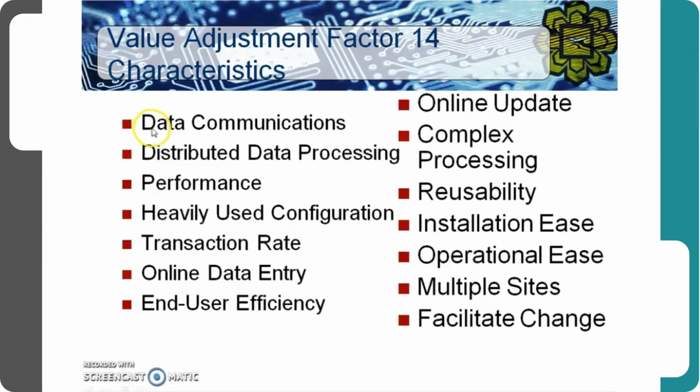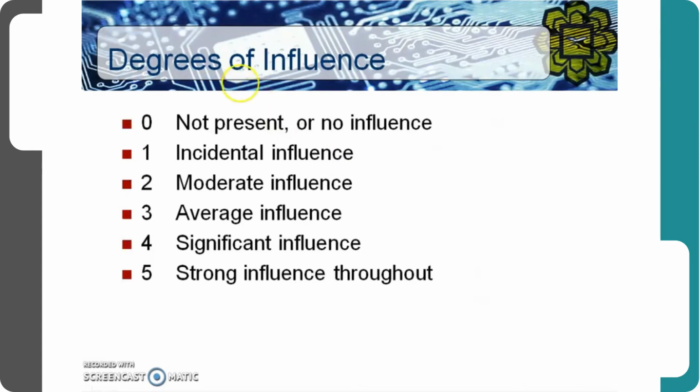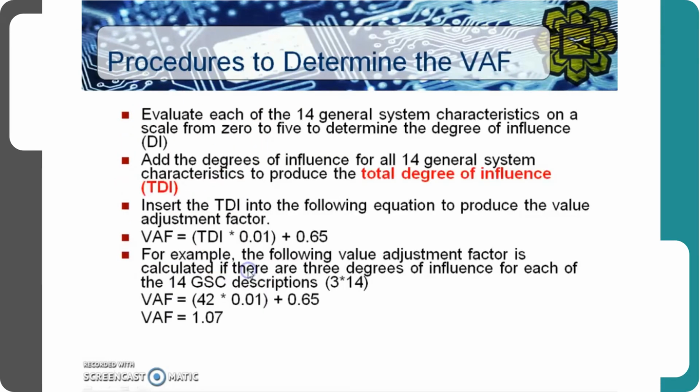It depends on the data communications, distributed data processing, performance, configuration, the transaction rate, online data entry, until the facilitate change. For each of these factor characteristics, we have to rate the degree of influence from 0 to 5. Okay, 0 indicates no influence and 5 indicates strong influence. In order to calculate the value adjustment factor, we have to total up the degree of influence of all the 14 characteristics just now.